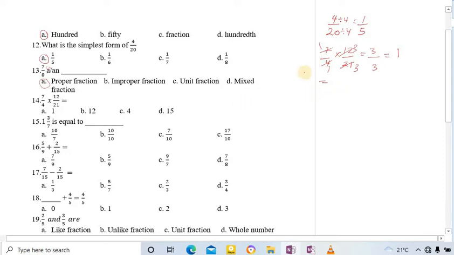Or you could also go your normal way, which is quite extended. That would be 7 over 4 times 12 over 21. 7 times 12 is 84. 4 times 12 is 84. 84 divided by 84 is 1. So we have our answer right here.